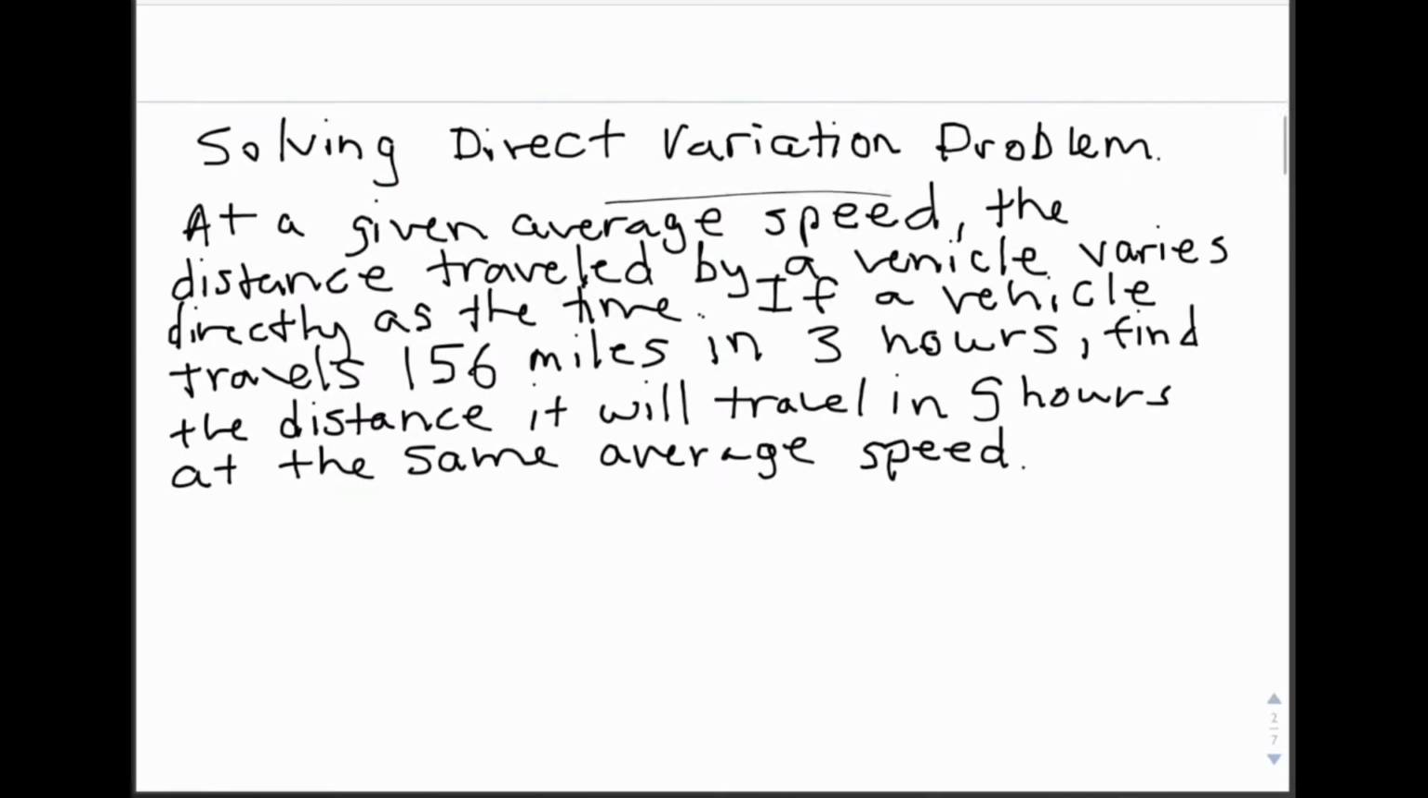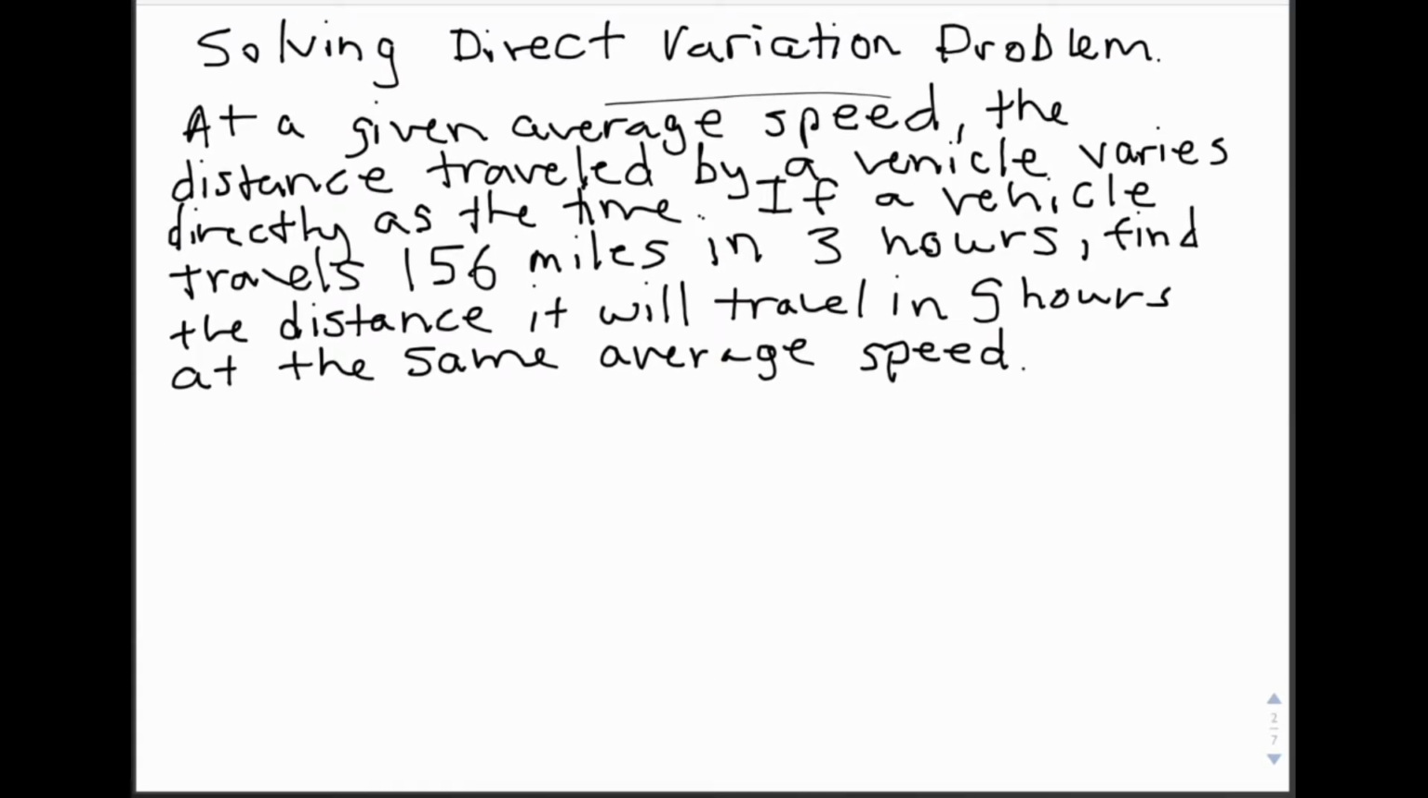Let's go ahead and look at solving a direct variation problem. So, our direct variation problem states that at a given average speed, the distance traveled by a vehicle varies directly as the time. So, we're dealing with a direct variation problem here. Now, if a vehicle travels 156 miles in 3 hours, so this is our first piece of information, find the distance it will travel in 5 hours at the same average speed.